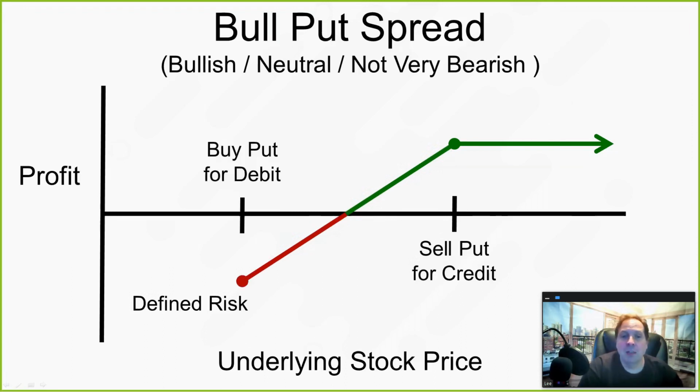But you lock in your risk by buying a put for a debit. And if the stock continues down, you can never lose more than your defined risk. So again, in this case, you have a maximum profit potential and you have a defined risk. And this way you can calculate your risk-reward ratio.